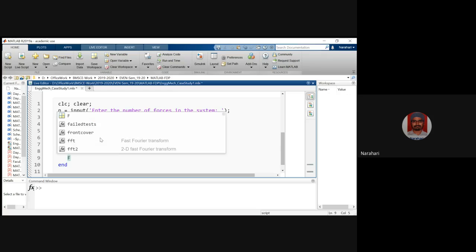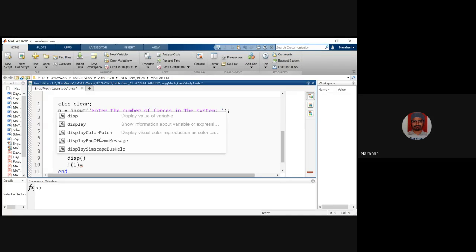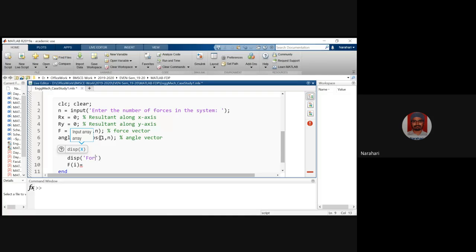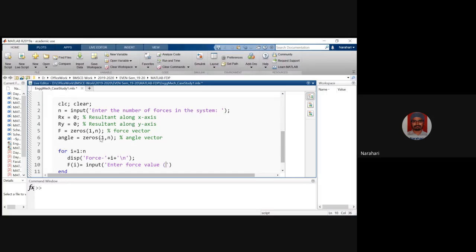Now what I'll do is I'll say F of i equals. So before that, let me say display force. Why am I doing this? I'll tell you in a moment. You will get that. I'm just displaying. This is for force 1. Similarly, for force 2, it will display this one. Let me just see. I'm doing improvisation on the run. I'm not sure whether this will give any error or not. If it gives error, we will take it off, not an issue. Okay, I'll say input, enter force value in kilonewton.